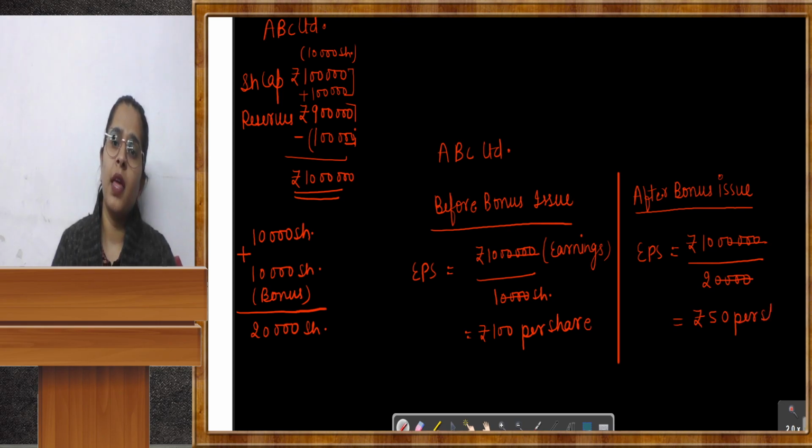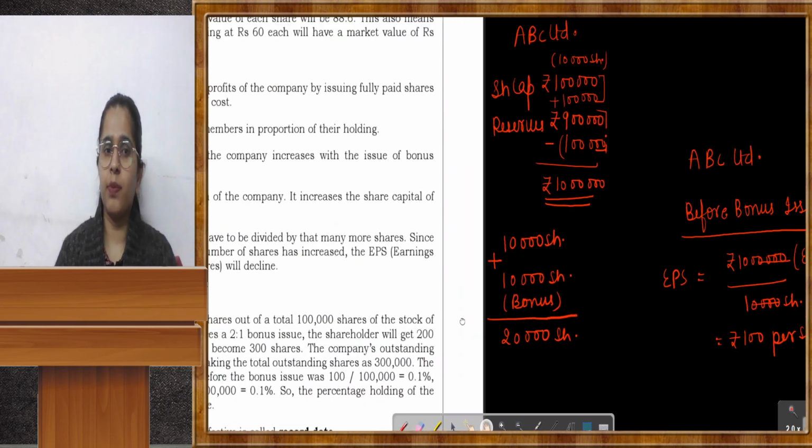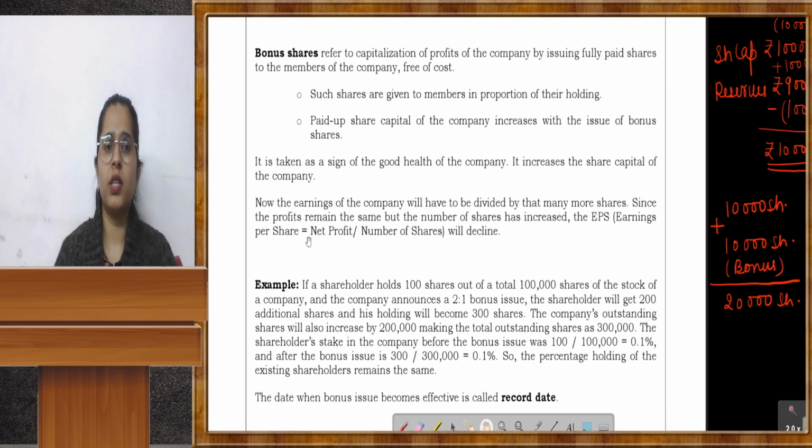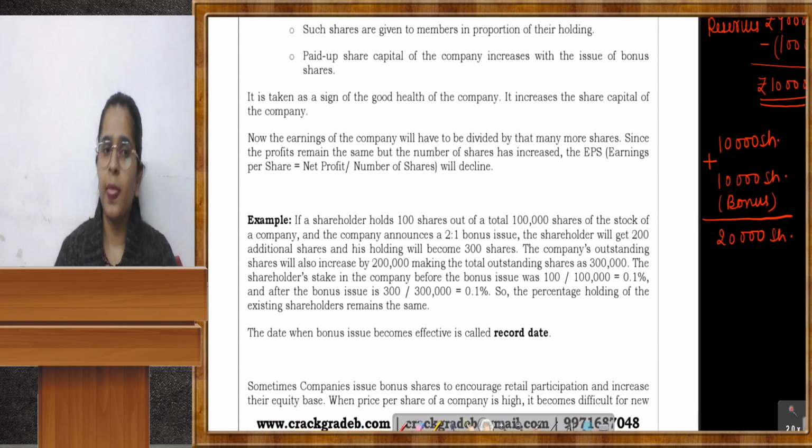So see, now you can automatically see post bonus issue, your earning per share decreases. The earning is same, but if you increase the number of shares, it will automatically reflect on your earning per share. This is what is explained over here.